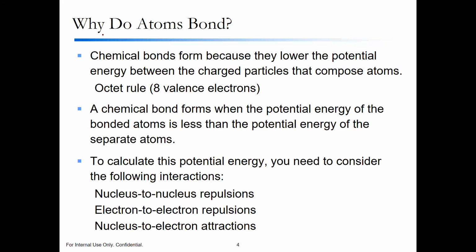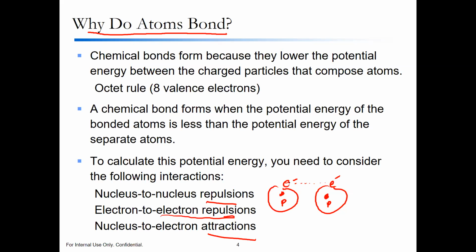So why do atoms bond? When one atom comes together with another atom, aren't these electrons going to repel each other when they come closer together? Electrons are going to repel each other. Too close, and maybe the nucleus of this atom and the nucleus of this atom are going to repel each other, right? So you have a lot of repulsion, but you have some attraction. Maybe this proton is going to start attracting that electron. So you have some attraction and some repulsion going on.